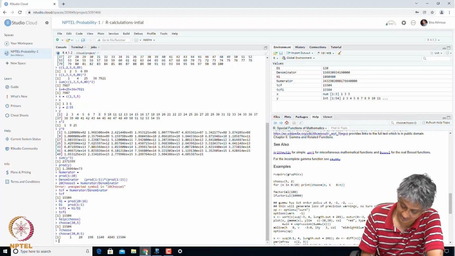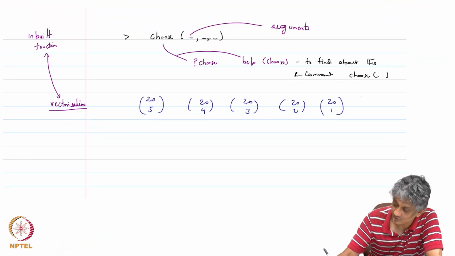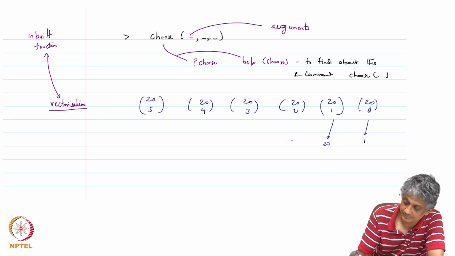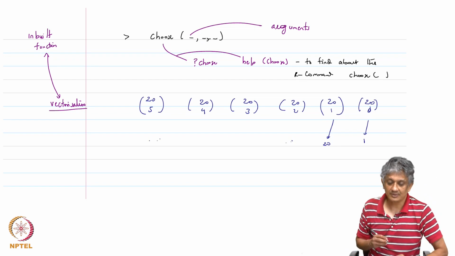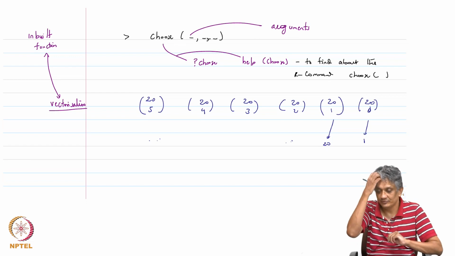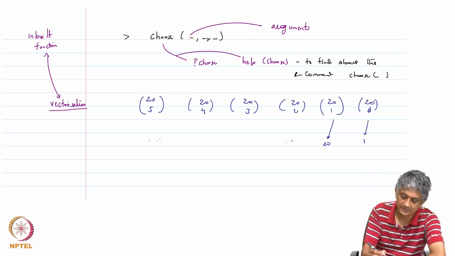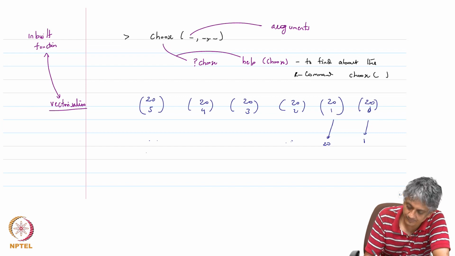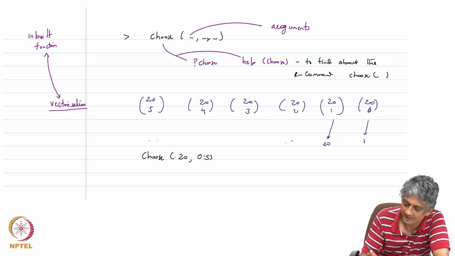So you can use vectorization as well. 20 choose 0 I also have here. It gave you 1, it gave you 20, and so on. With any inbuilt command you can use vectorization. You use the command choose 20 and then you put 0:5. It'll give you the entire vector.